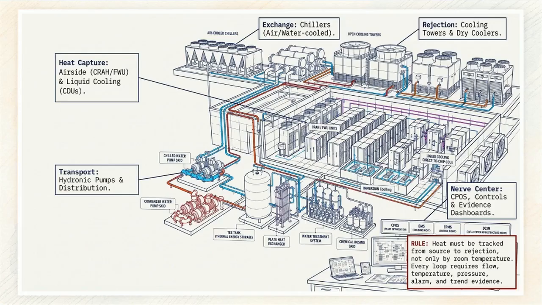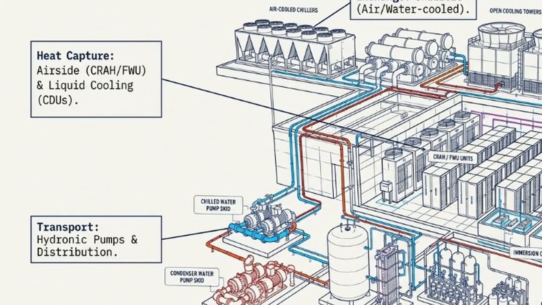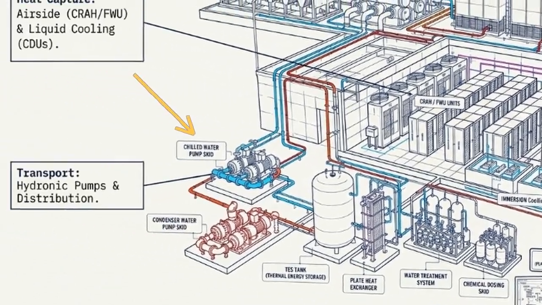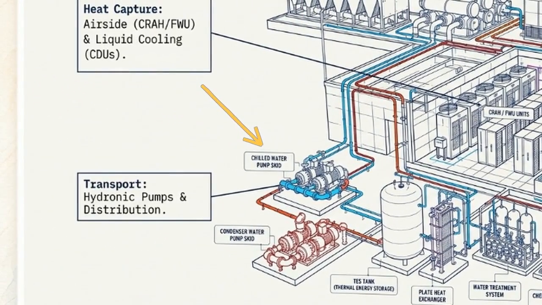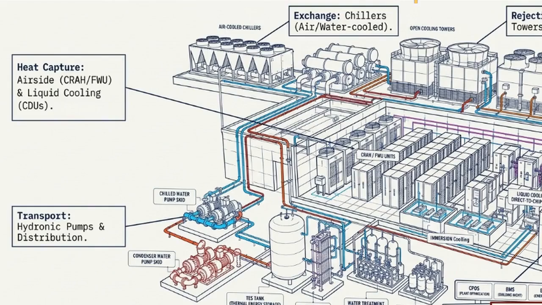This isometric drawing maps the physical architecture of a hyperscale MVAC ecosystem, separating the facility into distinct operational zones. Inside the data hall, the heat capture zone manages thermal energy using airside equipment, like computer room air handlers and fan wall units, alongside high-density liquid cooling hardware, such as coolant distribution units. Outside the white space, the hydronic transport and exchange zones utilize primary and secondary chilled water pumps, massive water-cooled chillers, and thermal energy storage tanks to circulate and condition the process fluids. On the facility exterior, the outdoor heat rejection equipment transfers the collected thermal load to the atmosphere.